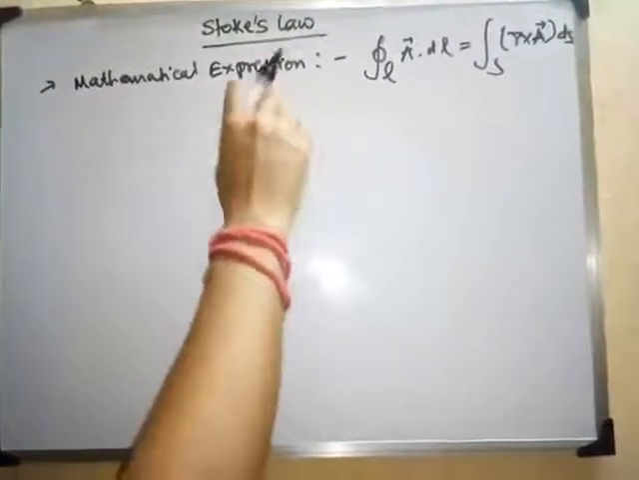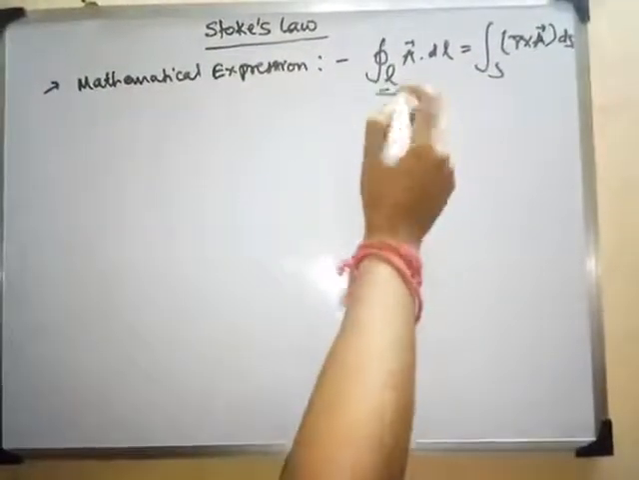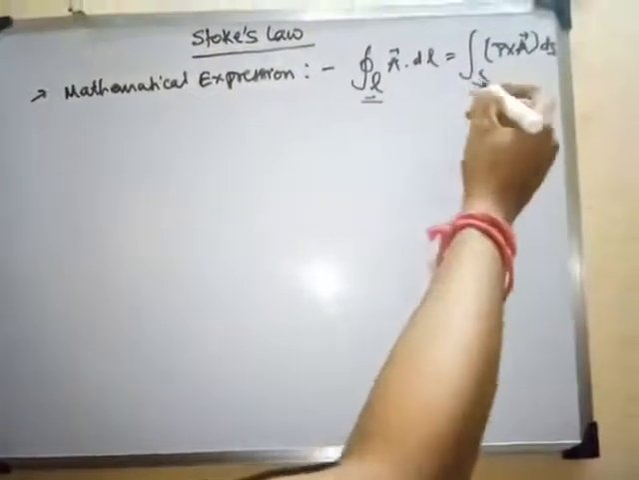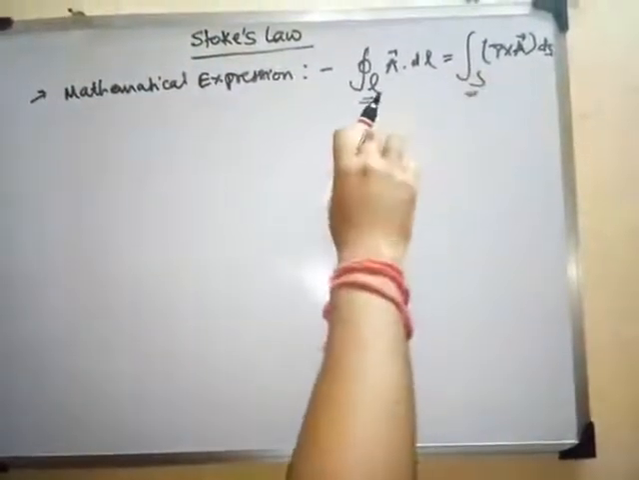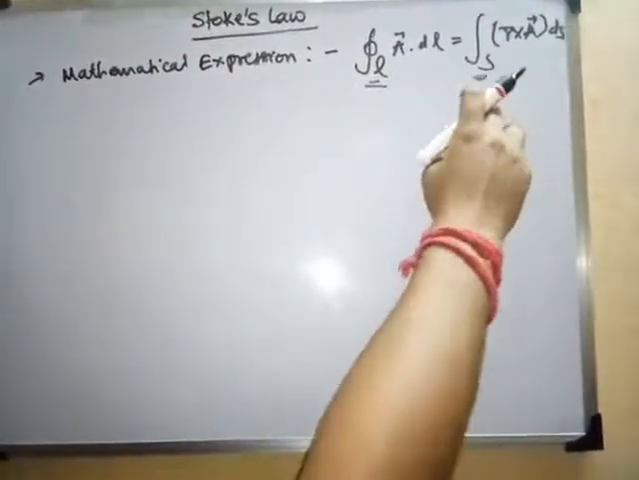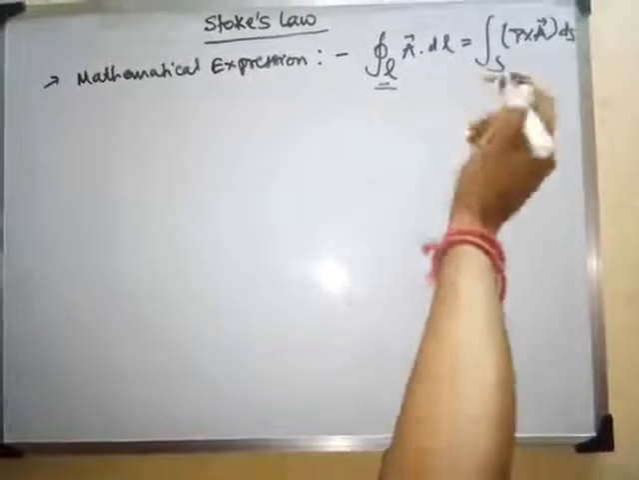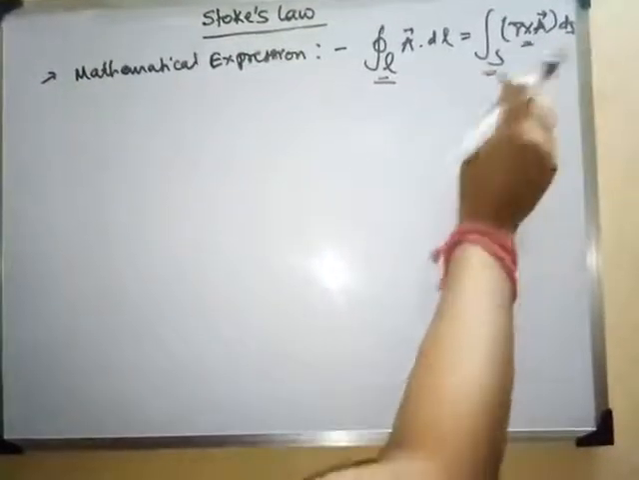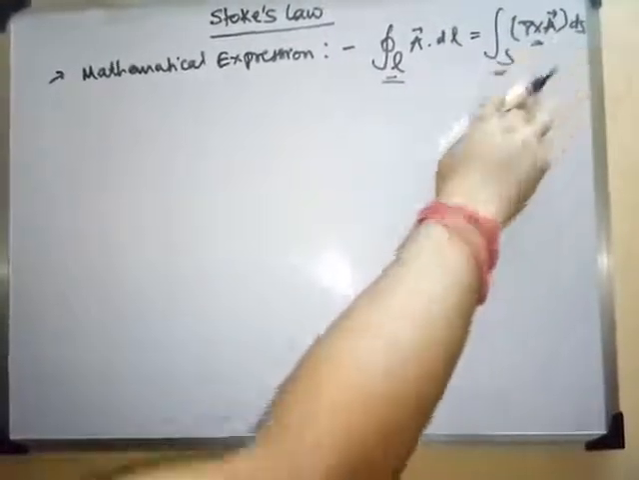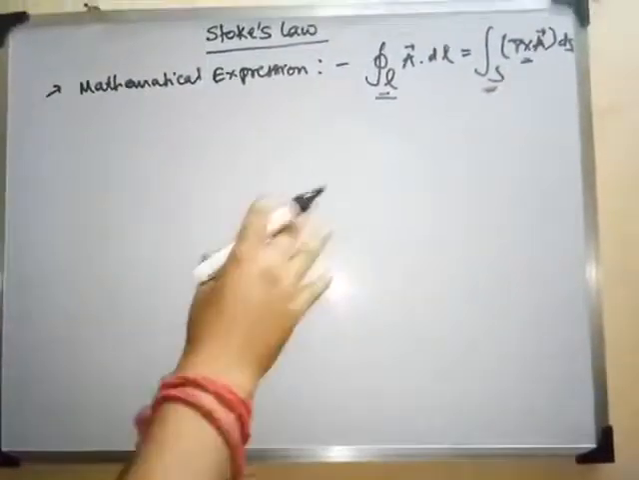So what are the things to notice here? One is the closed line integral. Another is the surface integral. So from line integral we are converting it in terms of surface, and the reverse process also can be done. Another thing is that here we are using the curl of that particular vector or quantity. So I'm coming into the details.